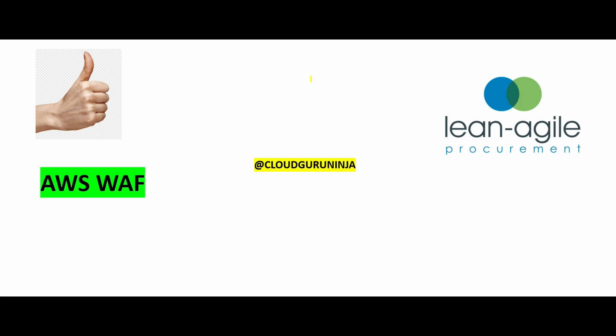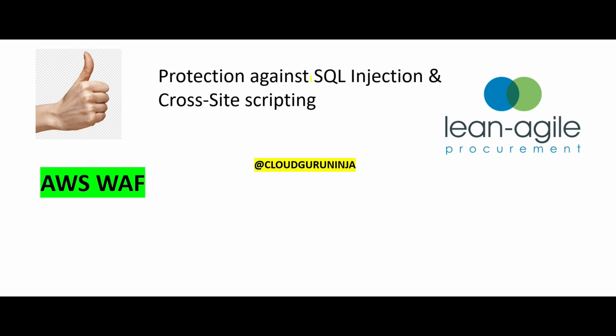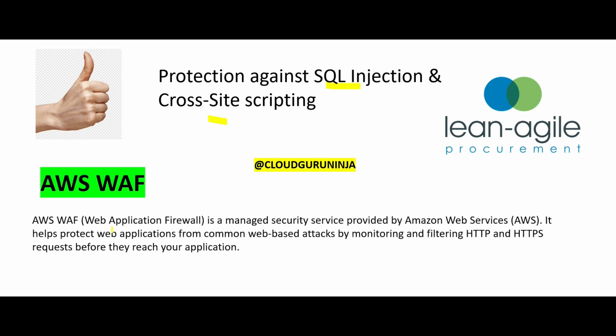Now there is another question around WAF. Around this you will get a lot of questions. What is this WAF? Whenever you see the words SQL injection, cross-site scripting, WAF is the answer. It is a firewall, simple. It is a firewall on AWS. It will help you with common web-based attacks. How? It will look at and filter the HTTP and HTTPS requests before they reach your application.